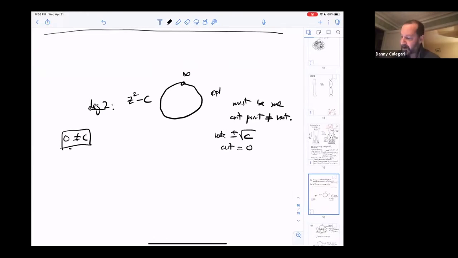And so I have two roots, and the two roots are at the square root of c and minus the square root of c. And at each of those roots, I attach the next node.